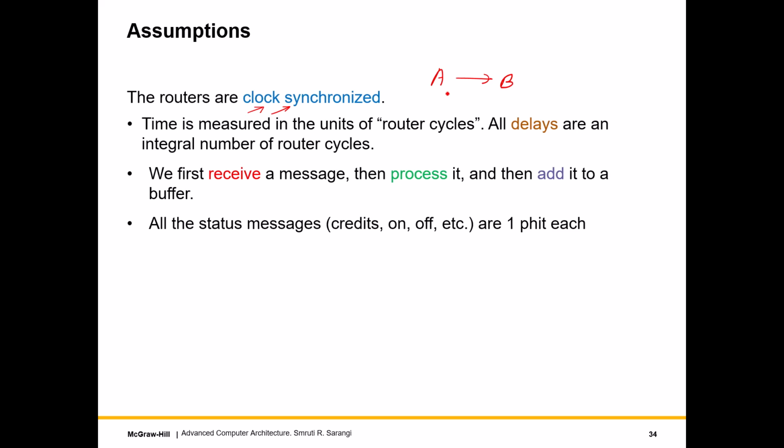Furthermore, when you receive a message, you don't know what is there in the message. So you process it first, and the time it takes to process is TPR, so this delay is incurred, and then you insert it into a buffer. All the status messages, whatever they are, the credits, the on message, the off message, we'll discuss in subsequent slides. All the status messages are one fit each, they need not be more than that. So it's easily possible to encode all our status messages within one fit, one physical digit.